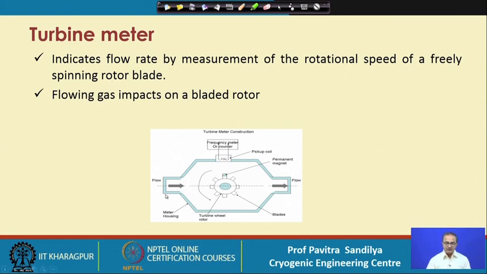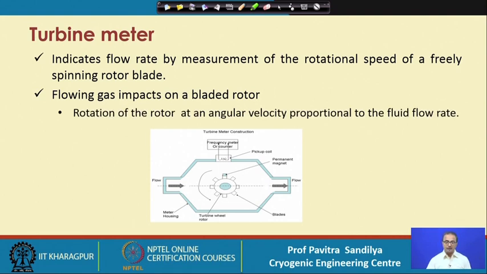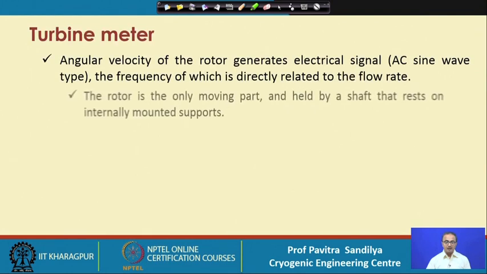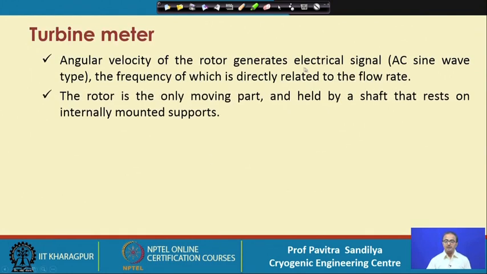So, the flowing gas impacts the blade, and the frequency of this movement of this free moving wheel is noted and correlated with the flow. Here we see that the angular velocity of the rotor generates some kind of electric signal, that is an AC signal, which is related to the flow rate, and the rotor is the only moving part here, and this is held by a shaft on an internal mount support.